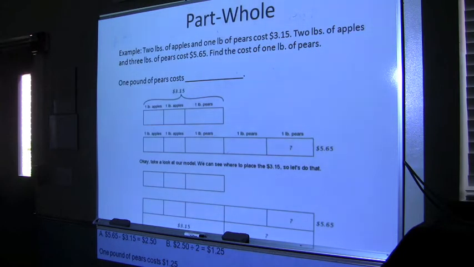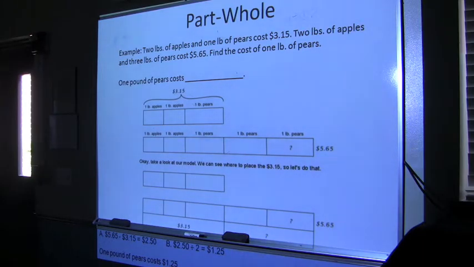Okay. All right, here's another, this is a part whole. These are problems in, I don't know if they're in that worksheet, but, okay. Jim, you want to read the problem? 2 pounds of apples and 1 pound of pears cost $3.15. 2 pounds of apples and 3 pounds of pears cost $5.65. Find the cost of 1 pound of pears.